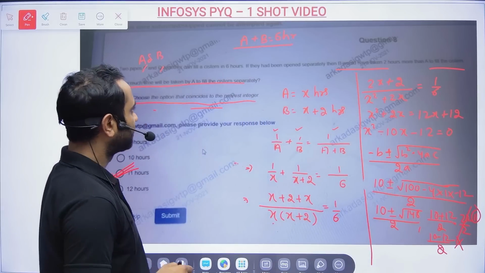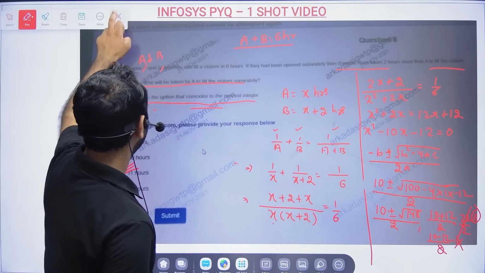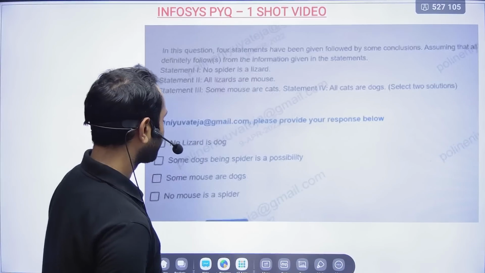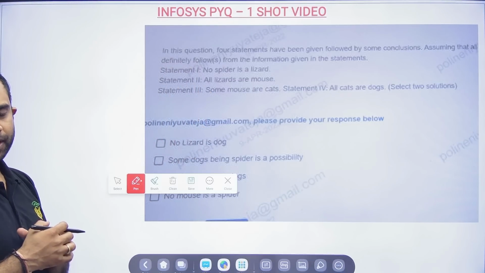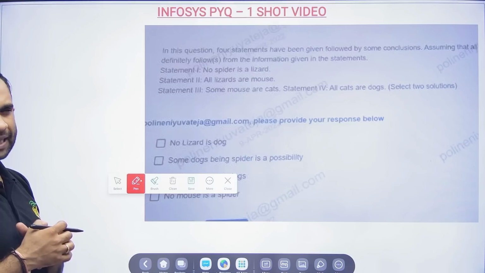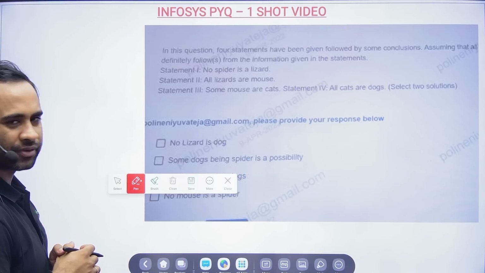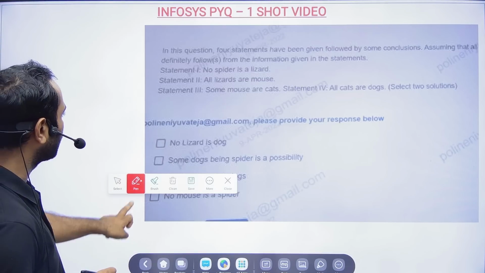Next is a syllogism question. Syllogism will be a little tricky. I mean, two to three questions, as I said, will be there, no doubt.